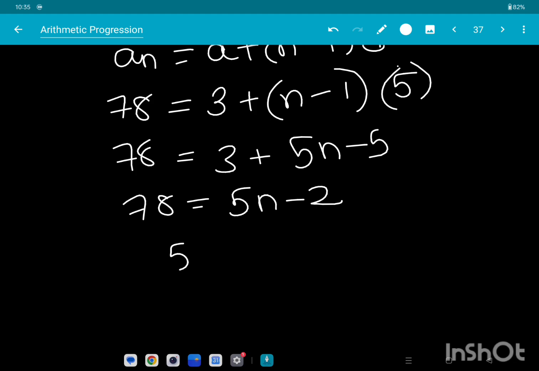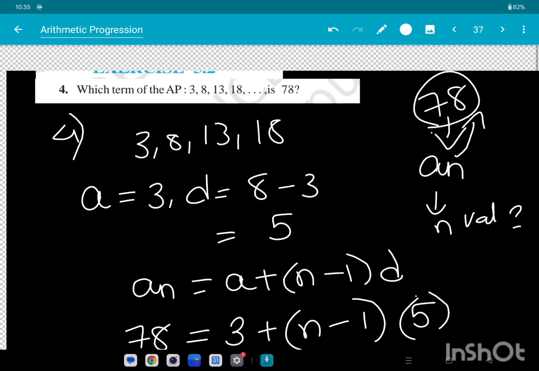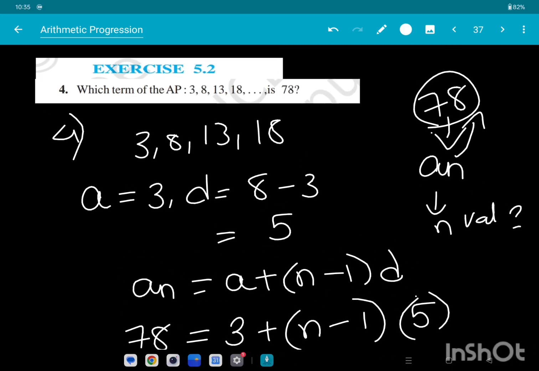If I solve this, 5n is equal to 80. 5 1s are 5, 5 5s are 25, 5 6s are 30. So n is equal to 16. So therefore the 16th term in this AP is 78. So this is the answer. 16 is the answer to this question. Now we will move on to the next question.